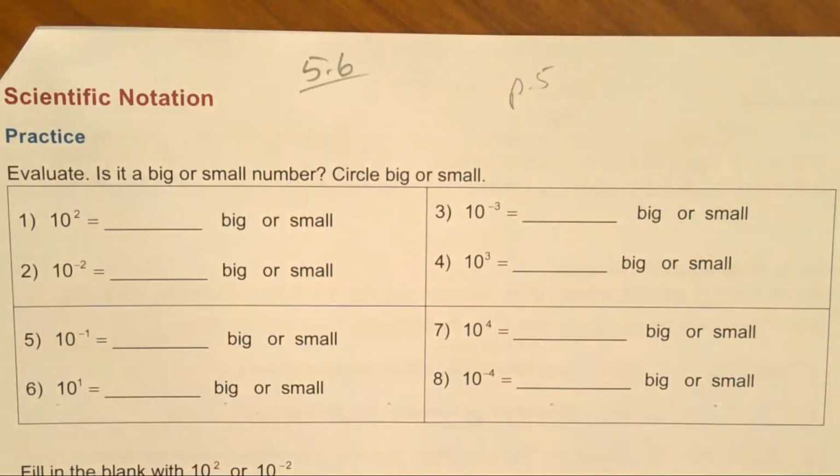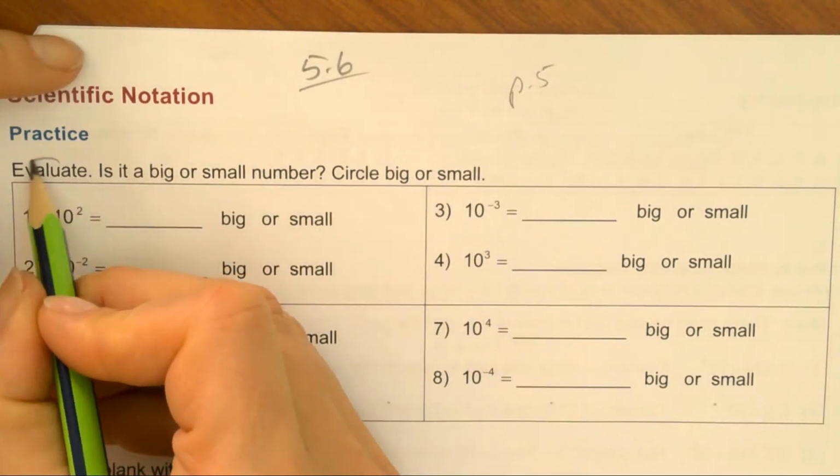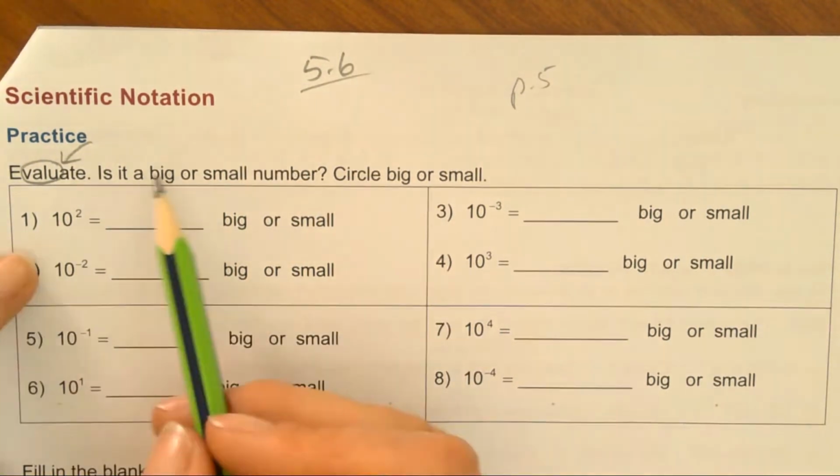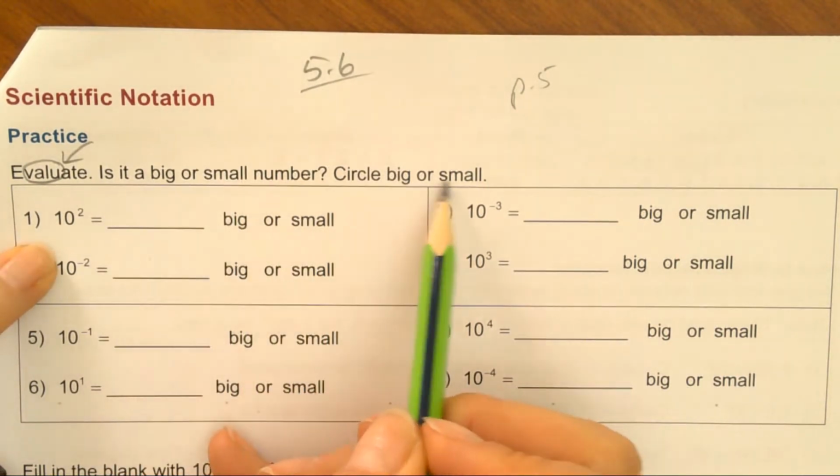So we're going to start small. So evaluate. Value just means find the value of something. So if I say, what's the value of that shirt? Maybe it's 100 reals. Okay. So is it big or small? Circle big or small.